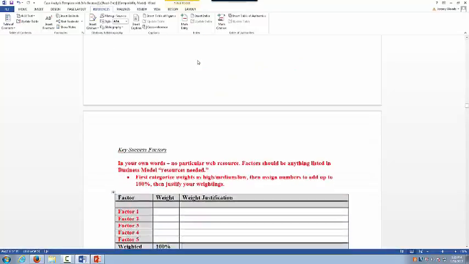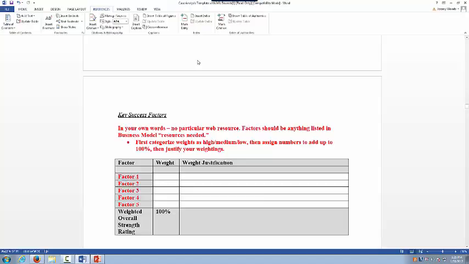Key success factors. This is going to be in your own words. You're going to basically take the resources needed that you identified in your business model, and you're going to put those here as the key factors of success. You're going to give a weight to each of those, which is more important, less important, on percentages that add up to 100. And then you're going to give me about a sentence or 2 justifying why you think this area is more important, this area is less important. So that's in your own words.